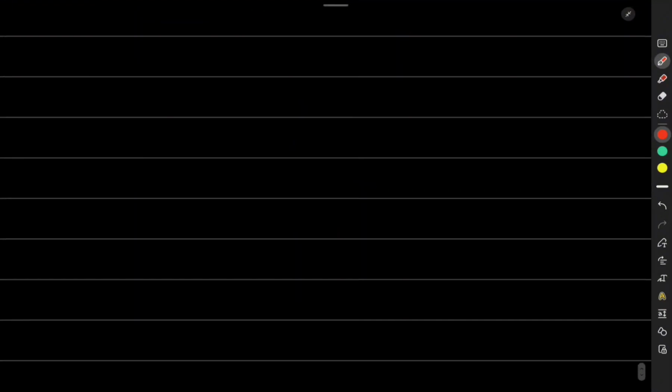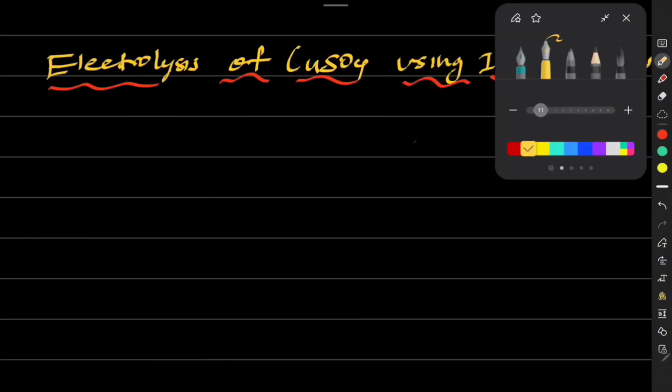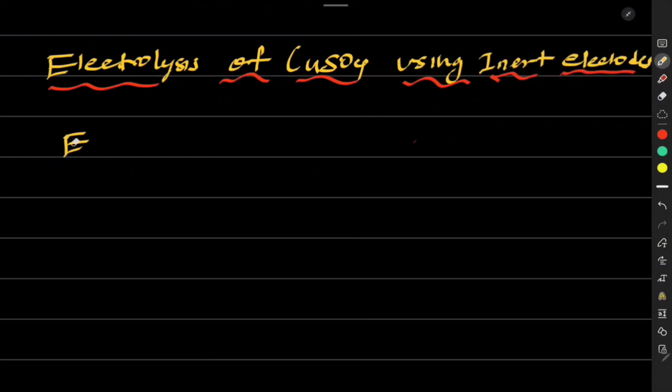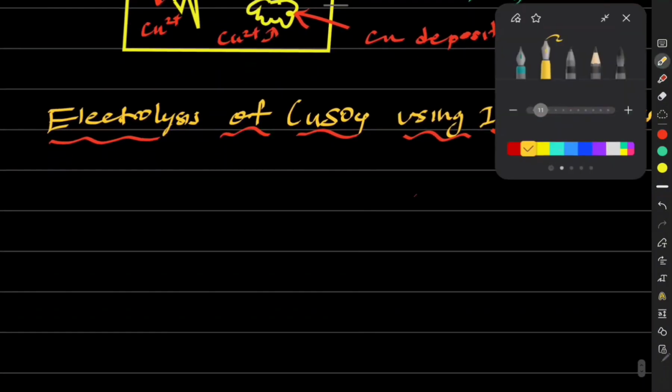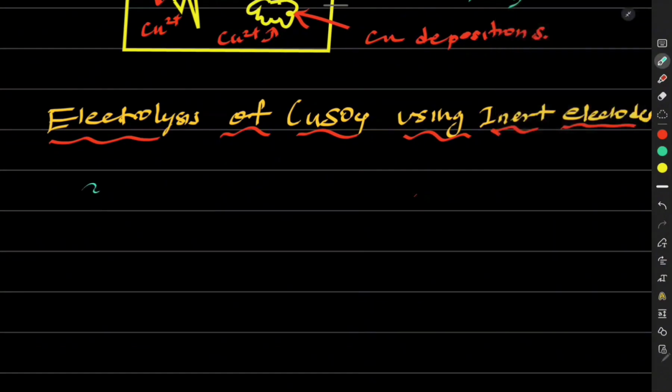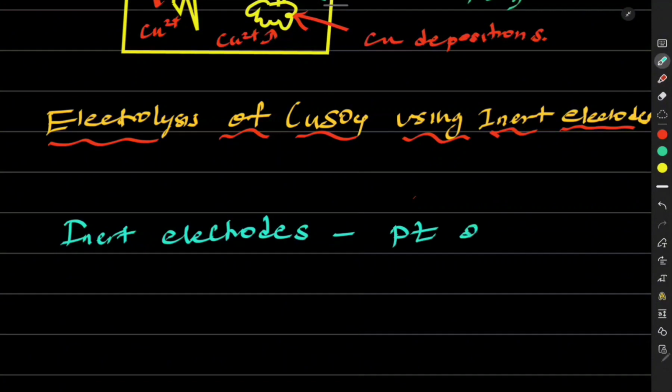Okay, the next part is electrolysis of copper sulfate using inert electrodes. In this case, we use inert electrodes. For example, we can take platinum and graphite.